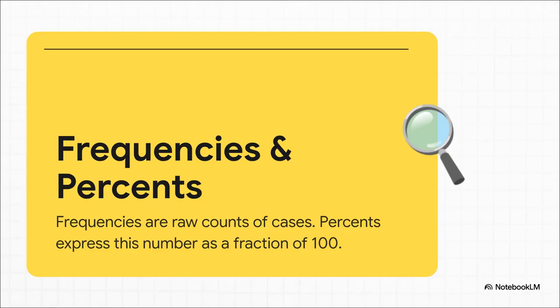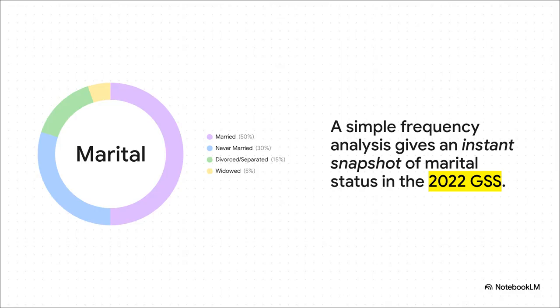Think of these as the absolute basics of describing your data. Frequencies, that's just the raw count. How many people are married, how many are single, and so on. Percents take those raw numbers and put them in context, telling you what slice of the pie each group represents. So simple, but so powerful. And boom! Just like that, running a simple frequency analysis gives us this amazing snapshot.